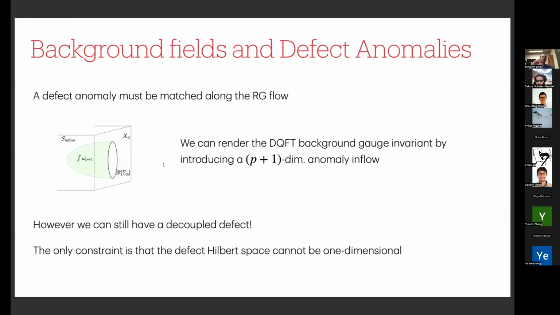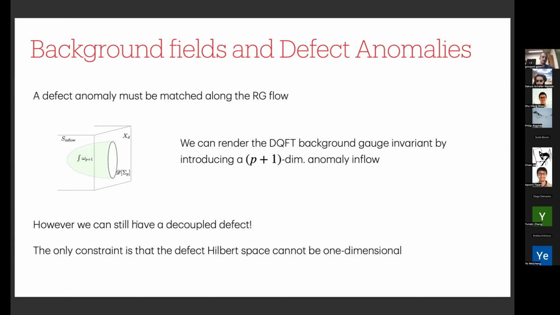So okay, you can think now the defect has to be at the boundary of an SPT, which will cancel the defect anomaly. However, what I want to argue is that this defect anomaly does not imply that the defect cannot decouple. This is just because the dynamics of the defect itself can match the anomaly without the need of introducing a coupling to the bulk.